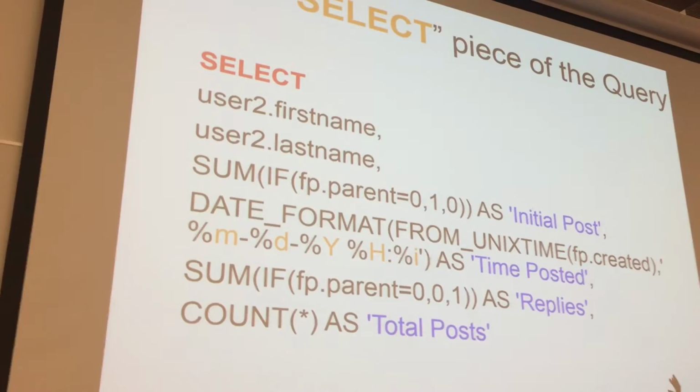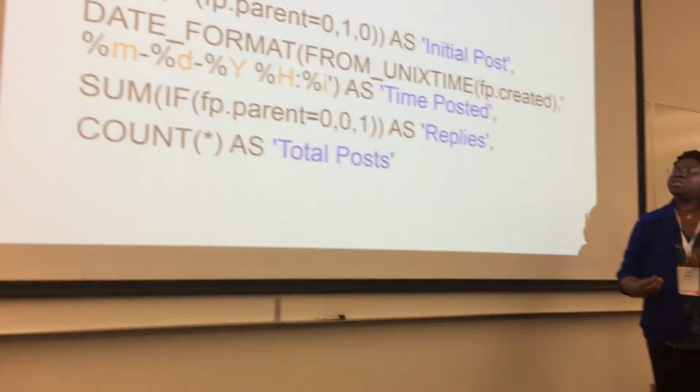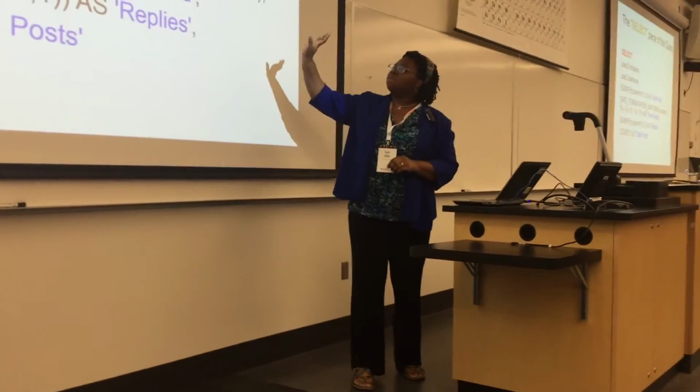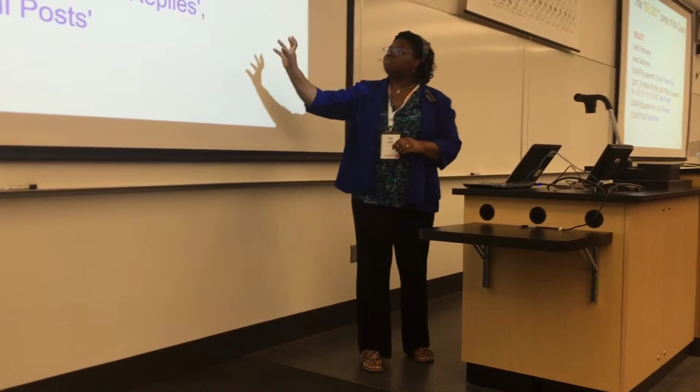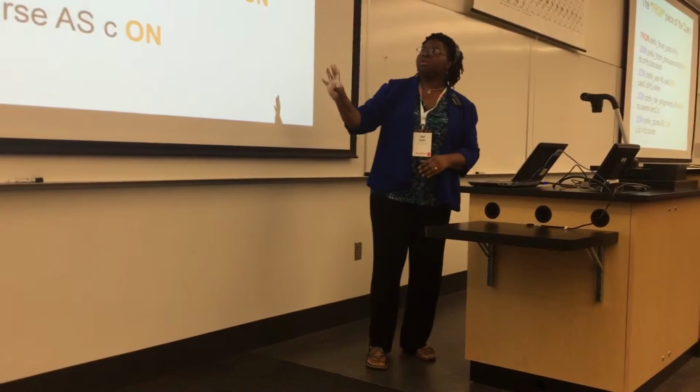So the select piece of it has something similar to this. First, I want the first name of the student, the last name of the student. I want the initial post to be counted. I want the time that that was posted, and then the number of replies and total posts. So this is basically what your query would look like.